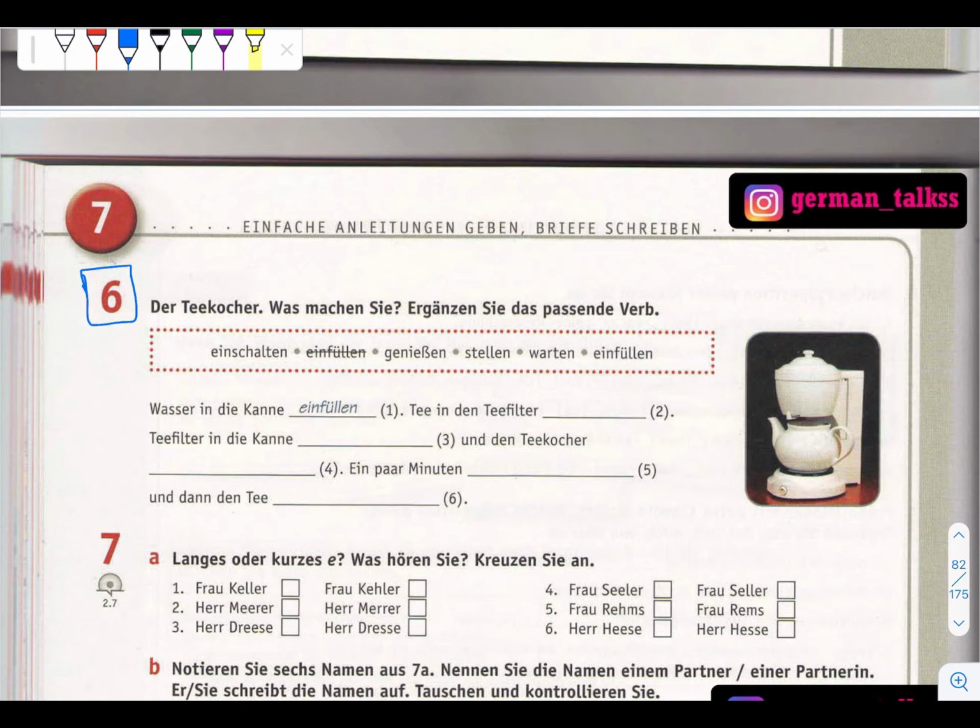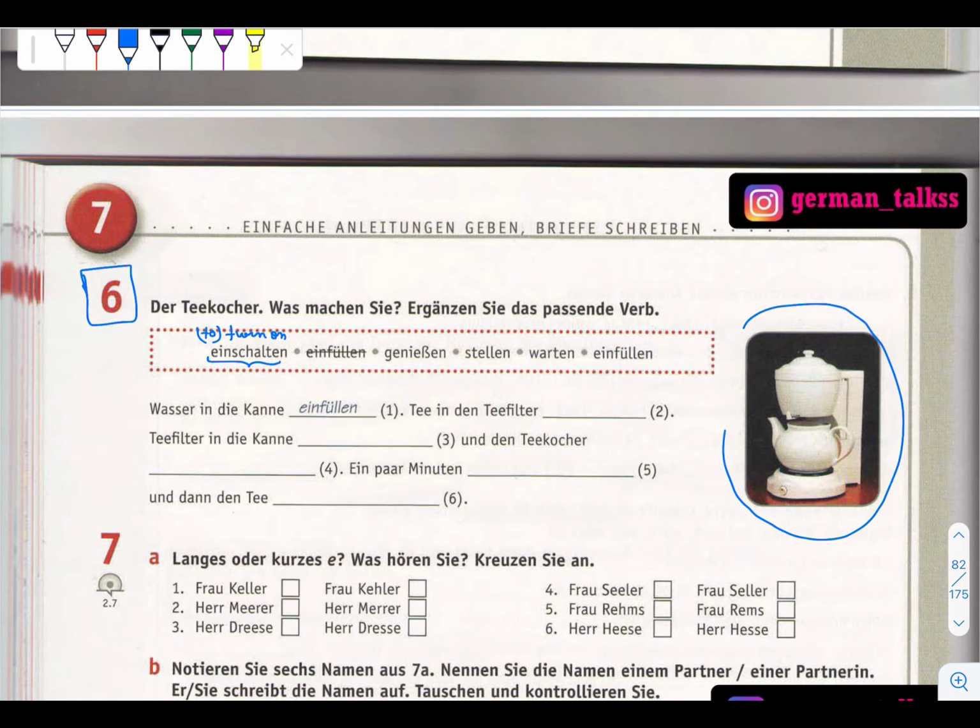Six. Der Teekocher. Was machen Sie? Ergänzen Sie das passende Verb. Einschalten. What's the meaning of einschalten? Einschalten means to turn on. Einfüllen, to fill in. Genießen, to enjoy. Stellen means to put. Trinken means to drink. And einfüllen means to fill in.